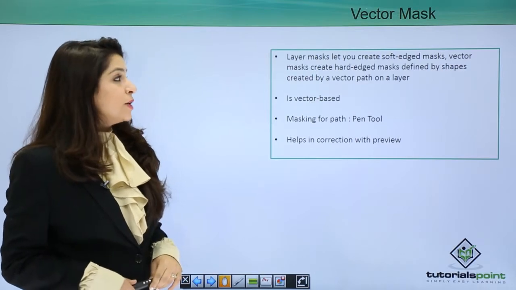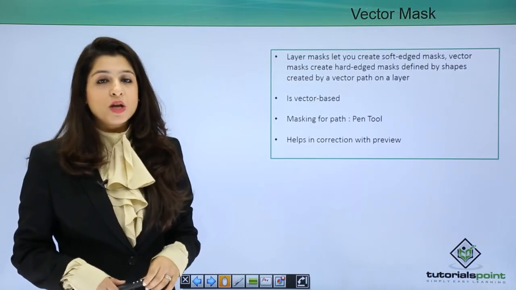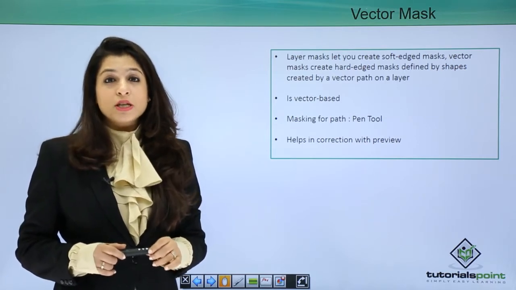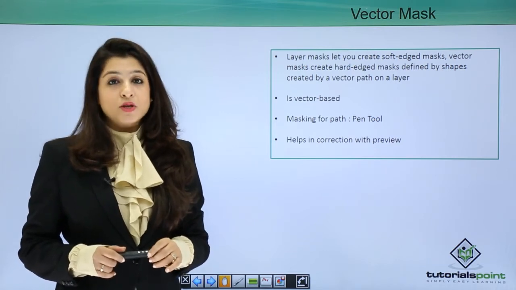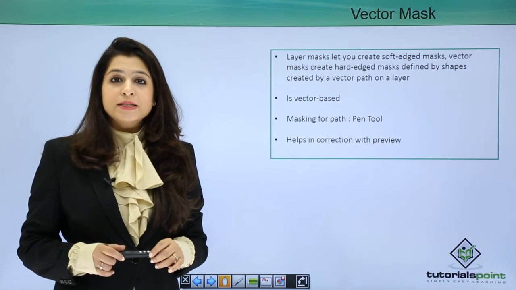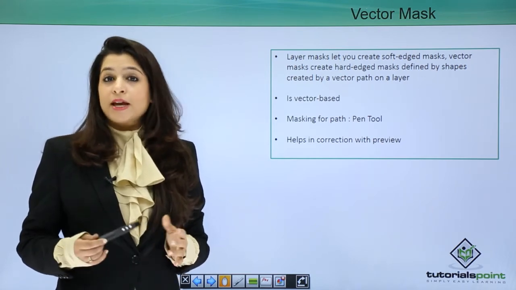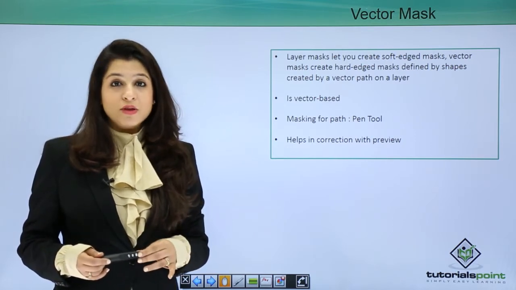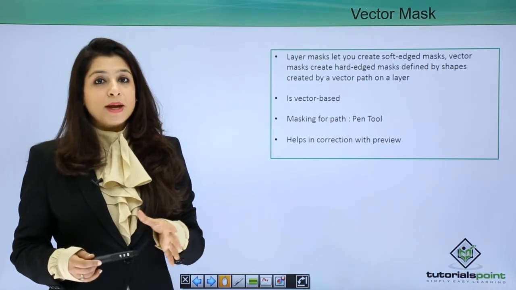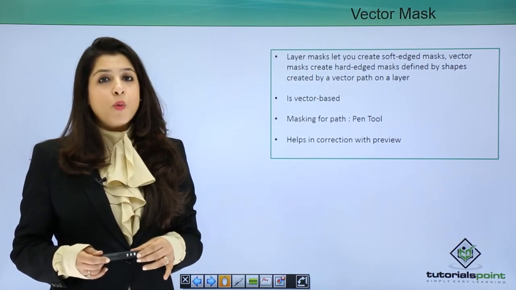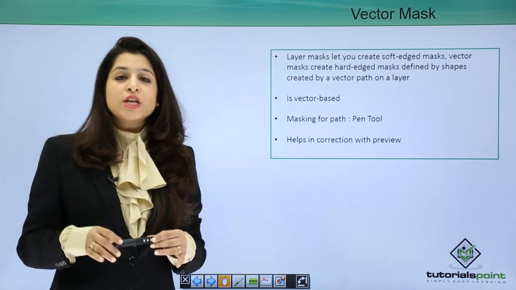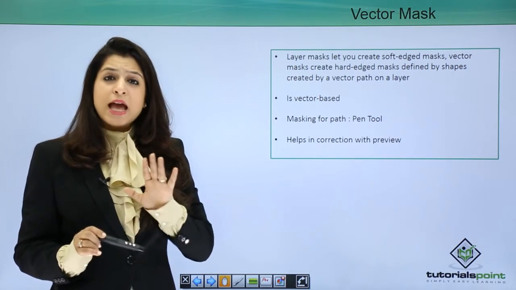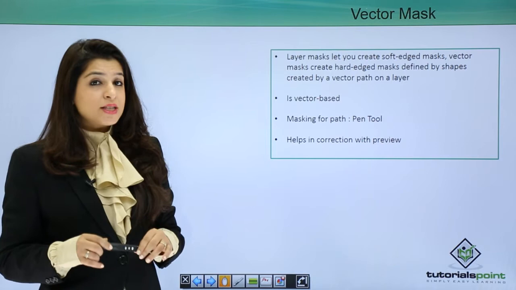With vector masks, basically we are using the pen tool or the shape tool. Before we move forward, let's understand what is a vector image. A vector image is an image which is created by a path using the pen tool or by a shape tool. So that means these are basically shapes. A normal image which you have clicked has pixels, so it is not a vector image, it's an image full of pixels. But with a vector mask we have defined edges, and once you scale an image up or down, it is as crisp as before. So let's move forward with vector mask.